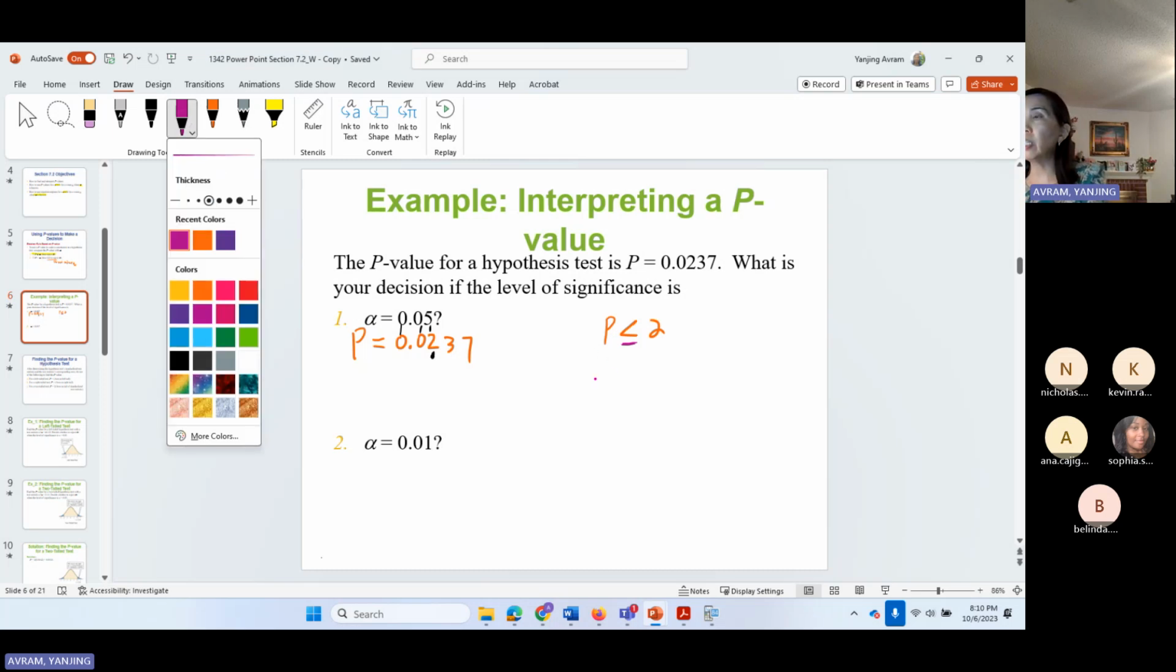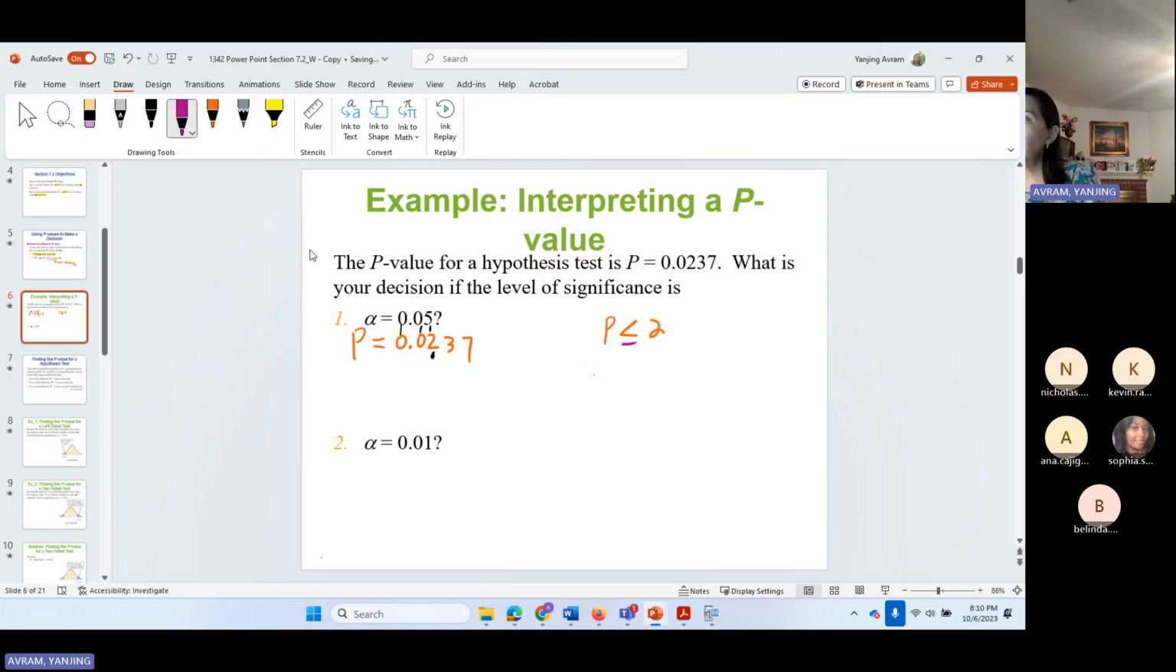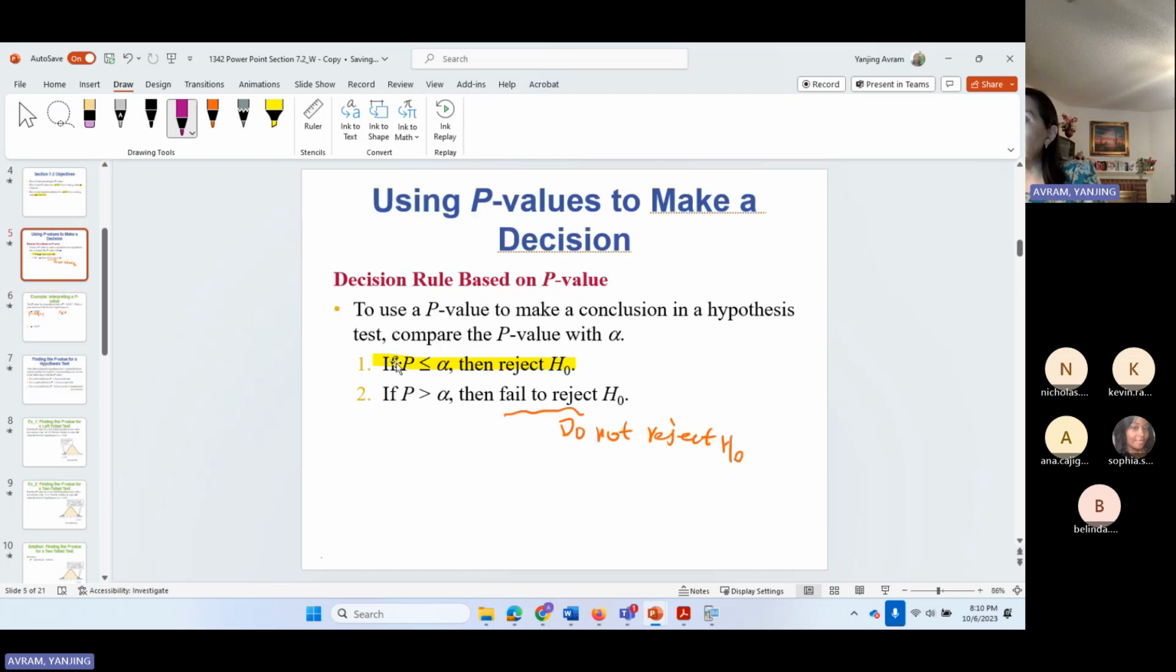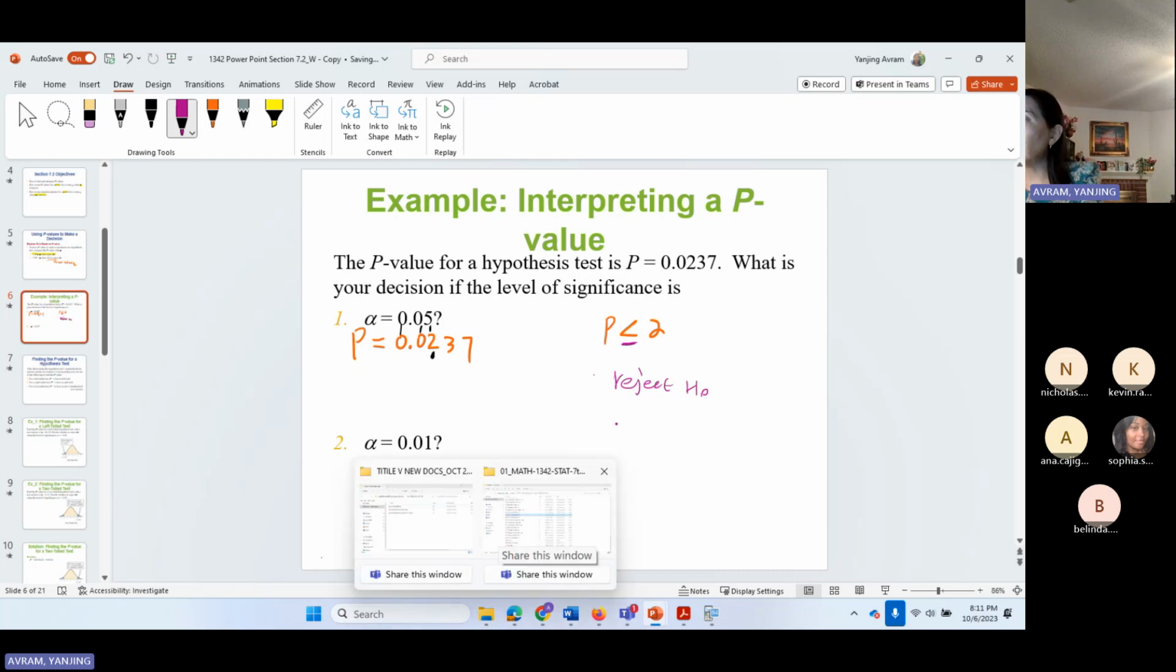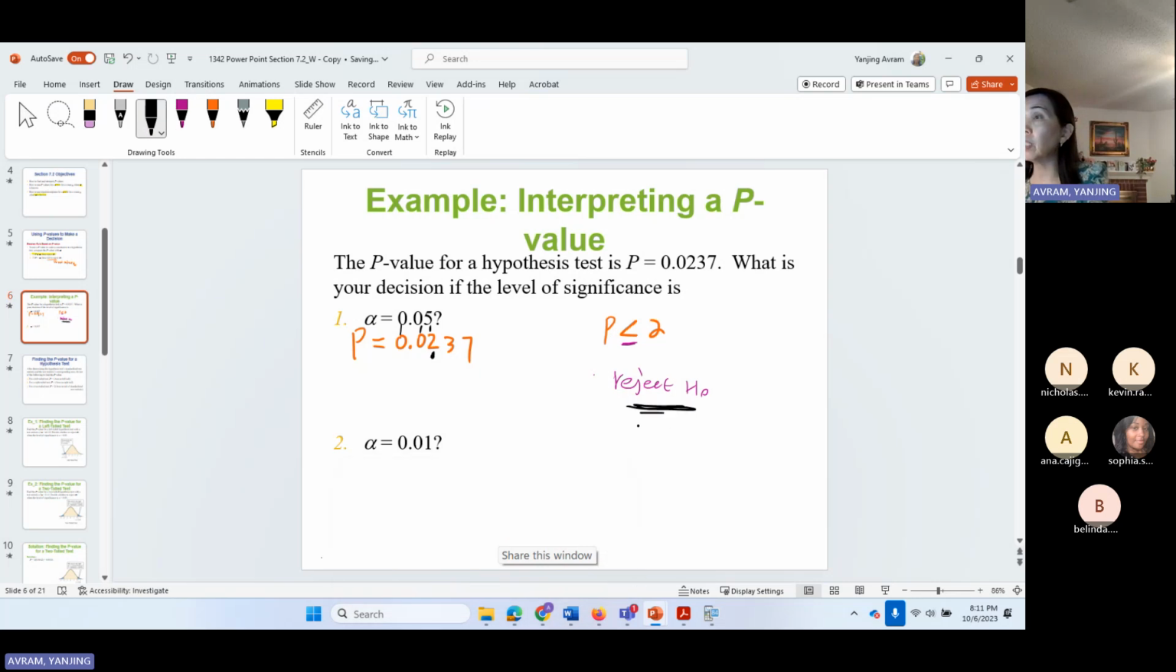So what's the decision? According to what we had earlier, if p is less than or equal to alpha, you reject the null hypothesis. So here p is less than or equal to alpha, so we reject the null hypothesis. That means the null hypothesis is incorrect, right? You reject it because it's not a good one. That's why you reject it.